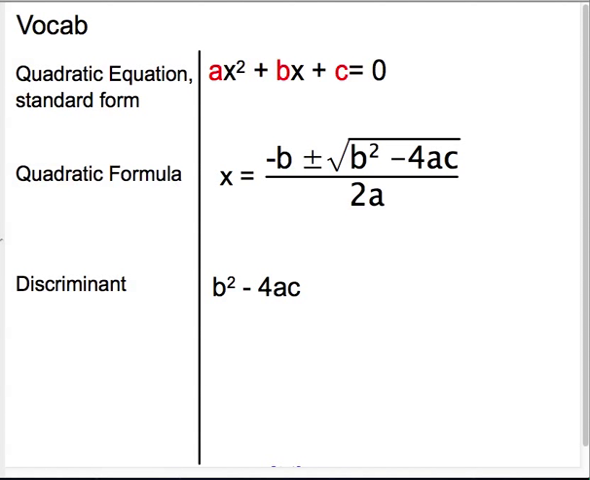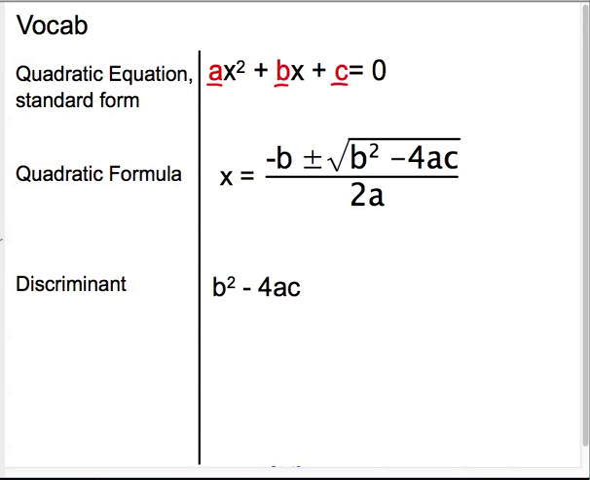And tomorrow in class, I will show you a little video clip of a way that might make it easier to remember the quadratic formula because it's a lot to keep track of. But it's x equals negative b plus or minus the square root of b squared minus 4ac. So remember, the a, b, and c are coming from the standard form, and then all over 2a.